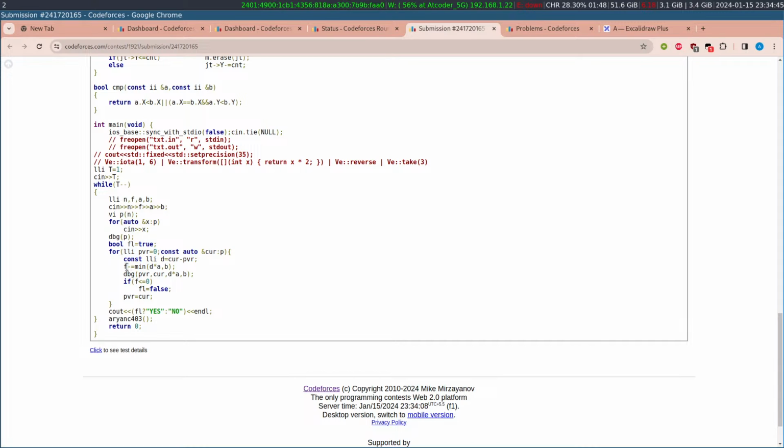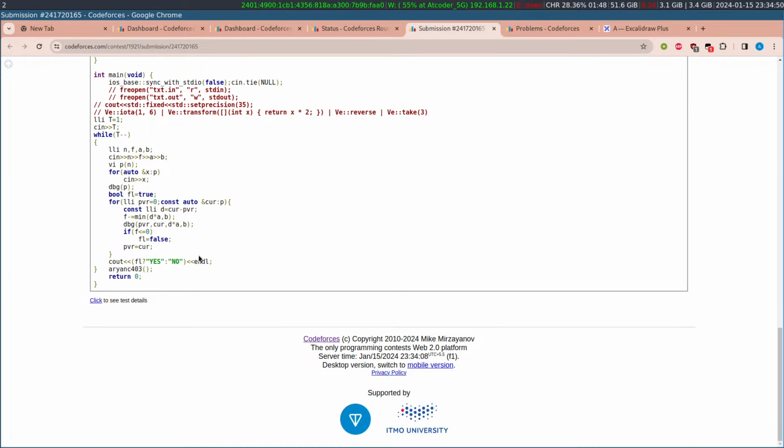So I take the minimum of both of them and subtract this from f, which gives the new charge when you have reached a particular message. If at any point the charge is less than or equal to 0, I maintain a boolean flag fl which is true or false. True denotes it's possible to send all the messages. False denotes it's not possible. So at last we can print yes or no based on whether fl is true or not.